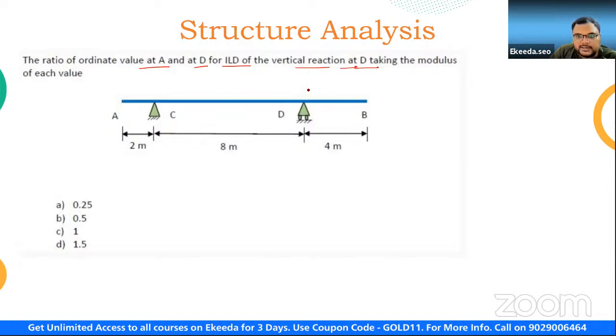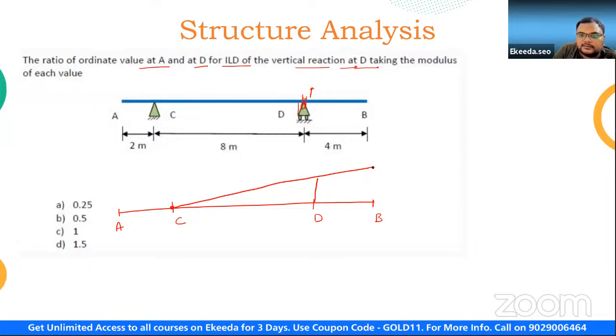So how to draw the ILD for this one? Let us say what will happen. Let me draw it here. This is A, this is C, this is D, and this is B. Once we have to draw, we will take one shear, we will take it down, and once we take it up, here it is going to remain 0. So let us say it is going to go like this. Right, guys? And similarly, here it is going to go like this.